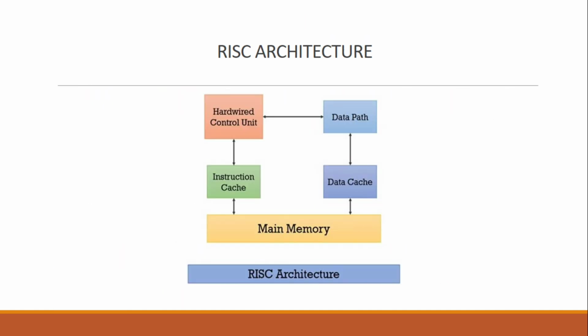In RISC architecture, there are hardwired control unit, data path, instruction cache, data cache, and main memory. The hardwired control unit is the logical unit of this architecture. It sends a signal to the data path. The data path then stores the data values in the data cache and the instruction values in instruction cache. Both the values from instruction cache and data cache are then stored in the main memory.